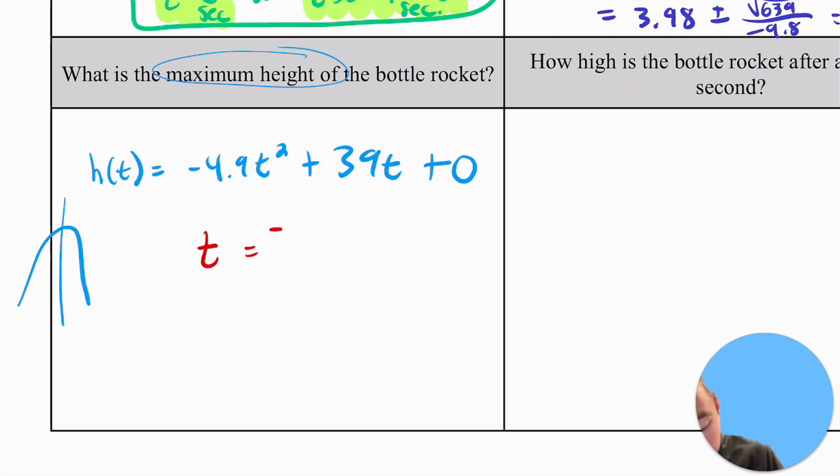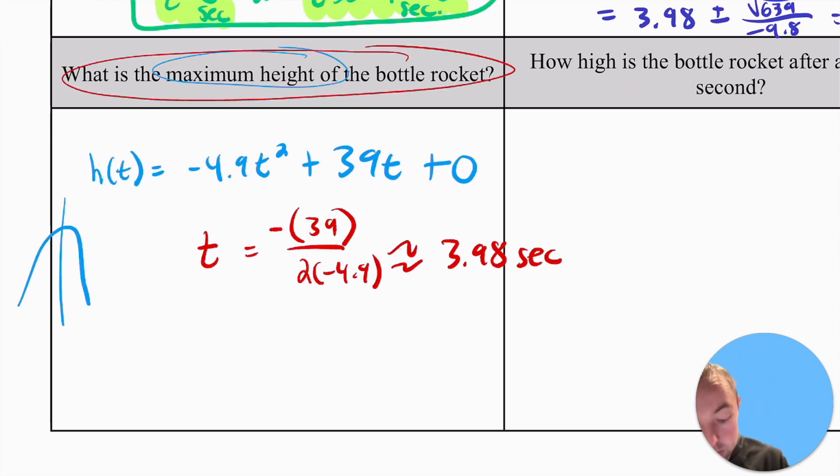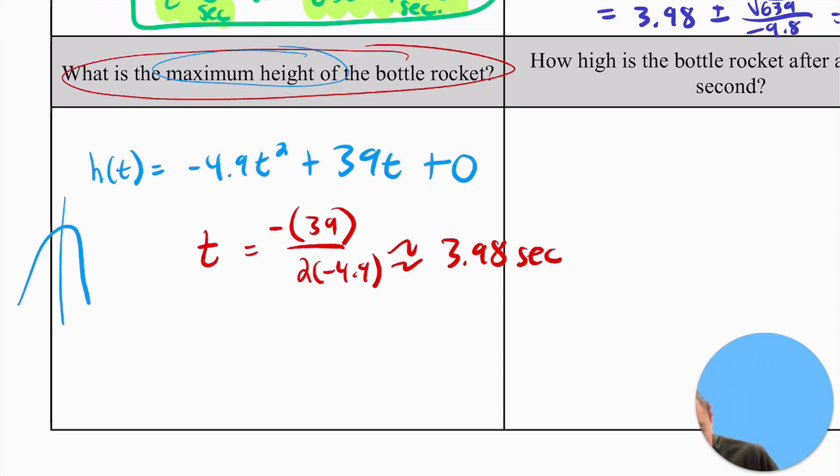So t is going to be equal to negative 39 over 2 times negative 4.9. If you divide that out, it's negative 39 divided by negative 9.8. You get approximately 3.98 seconds as the axis of symmetry. So that's when it reaches its maximum height, right? But if we want to find the actual maximum height, we want to plug 3.98 into this. So you want to do h of 3.98.